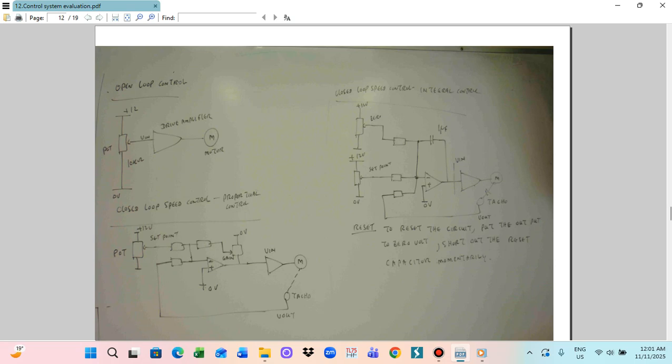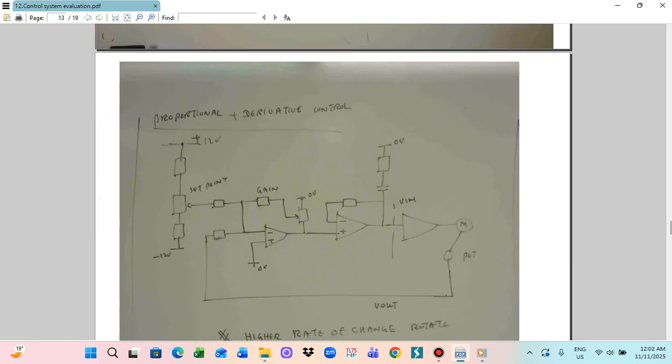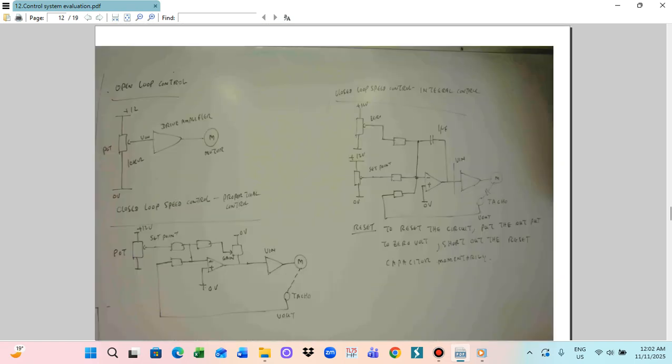So I am talking about the open loop control, closed loop proportional control, and closed loop integrated control. The integrated function makes the resetting. The reset function is provided to reset the circuit, put the output to 0 volt and short out the reset capacitor momentarily. Then we can call it the integrated control system. I also give you two more diagrams: proportional and integrated control system. This control is only the integrated control. We also need to draw a circuit diagram of closed loop speed control, proportional and integrated control.